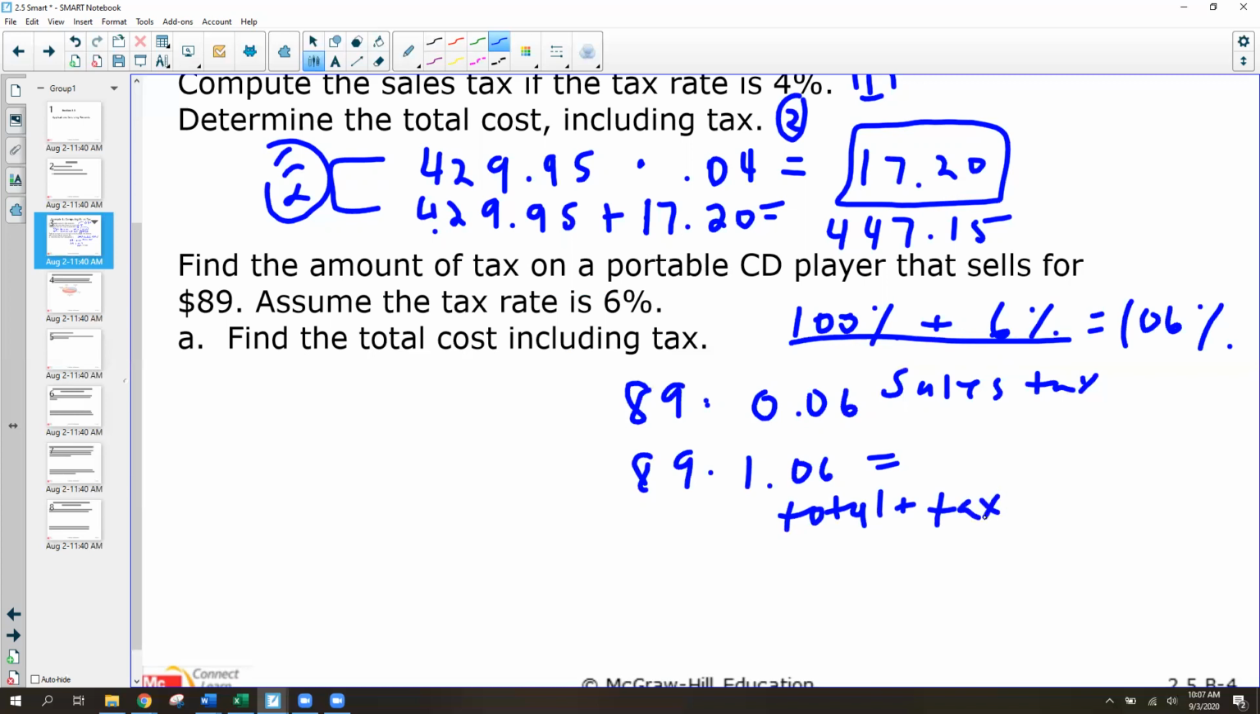Okay, so if I did 89 times 1.06, I would get 94.34. If you're just doing the tax, do just the tax percent. If you're doing the total, it's 100% and that tax rate. If I did the same thing up here earlier, I would have done 429.95 times 1.04. That would have gotten me 447.15 right away. Either way you want to approach this is fine. I don't have a judgment on it. I want you to do the way that makes sense for you to calculate it. So pick the way and use it, okay?